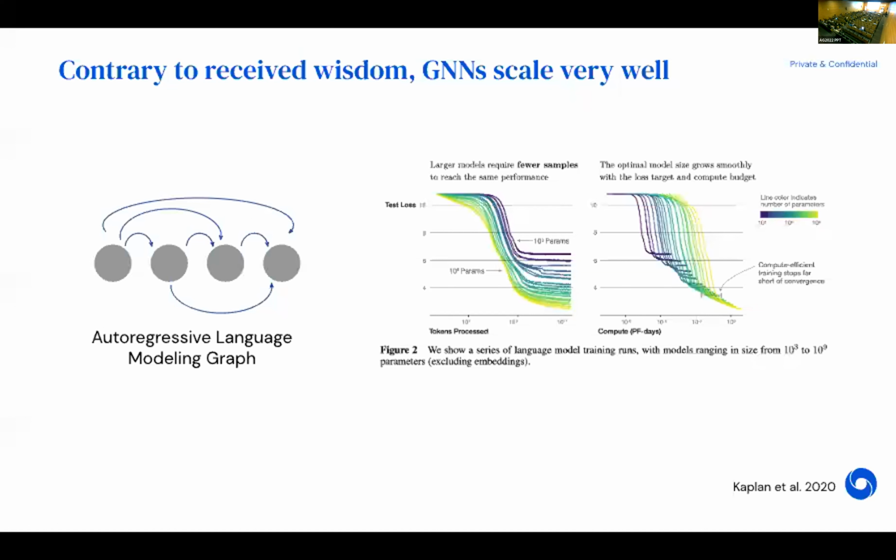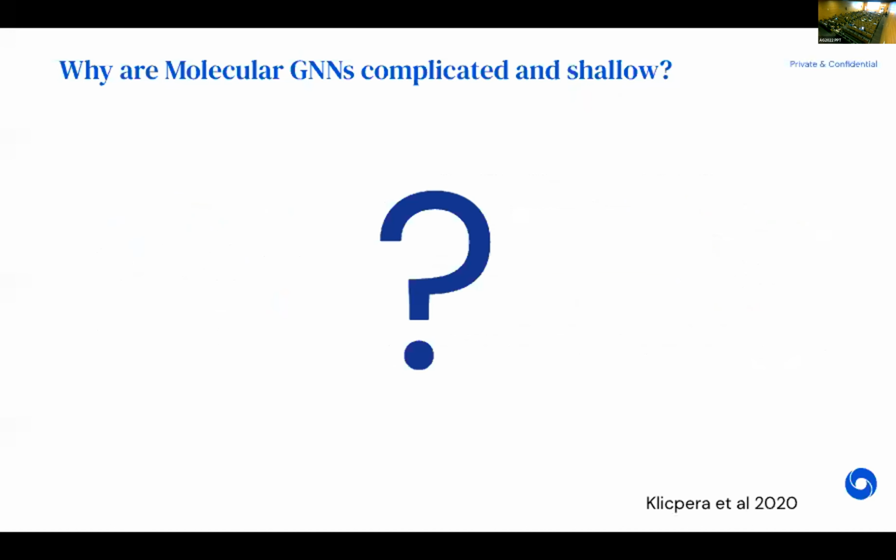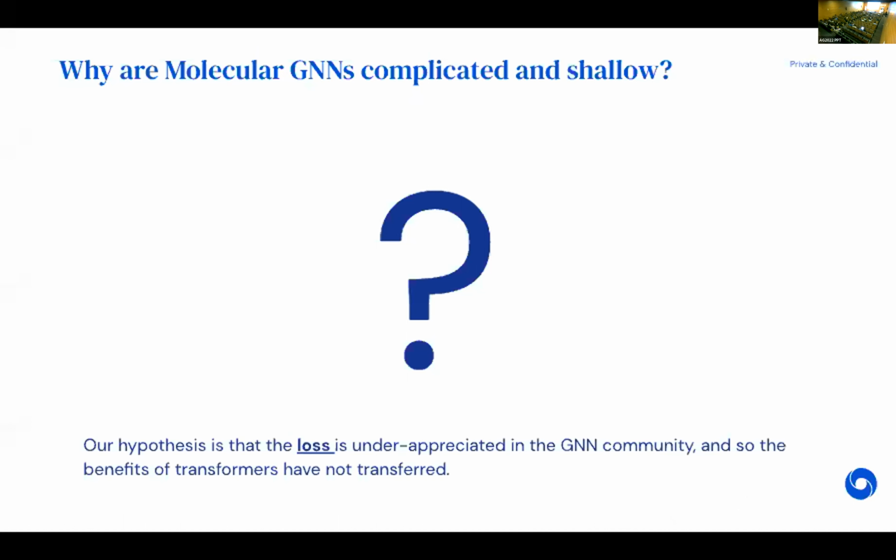The second thing is that if you choose something like this graph and then you have loads of data and you scale things up, you get these wonderful scaling laws, which have revolutionized many areas of machine learning. So the real question is not about graph neural networks, but about our tasks, things like learning energies and forces. The question is, for us, why are molecular graph neural networks complicated and why are they shallow? I'm using the phrase complicated here to say we're adding lots of inductive biases that you might not see in other areas.